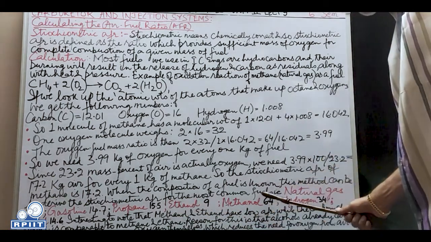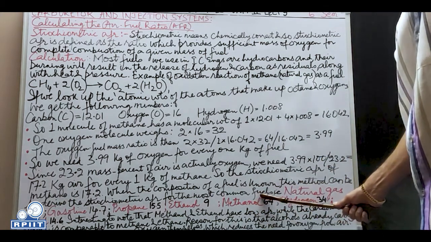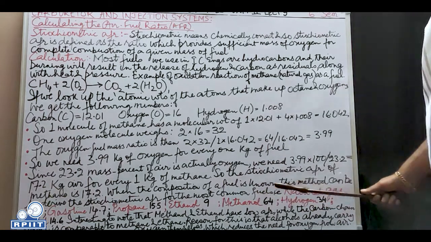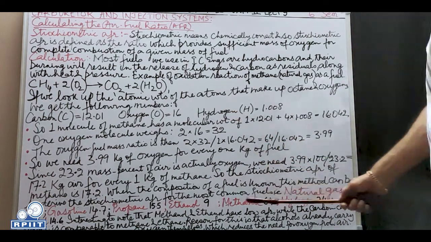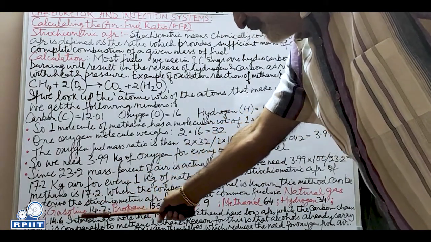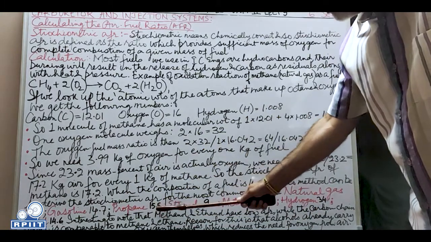Now, what are the stoichiometric AFRs for various fuels which are in use in automobiles today, which we are using on the roads? Natural gas, 17.2, we've just worked out. Gasoline, which means petrol, is 14.7. Propane is 15.5.